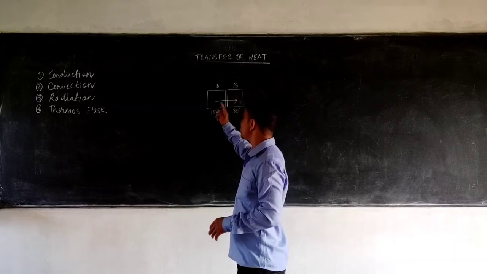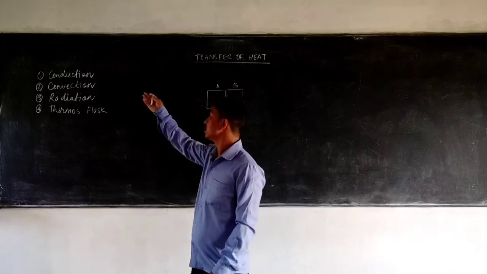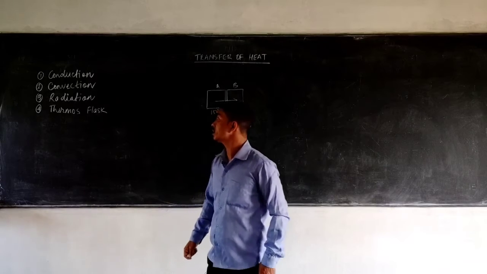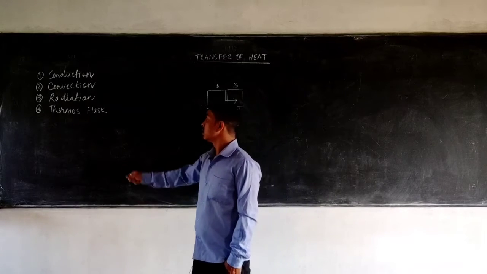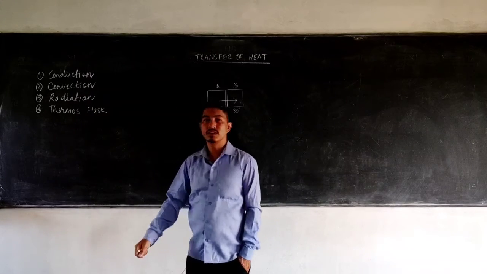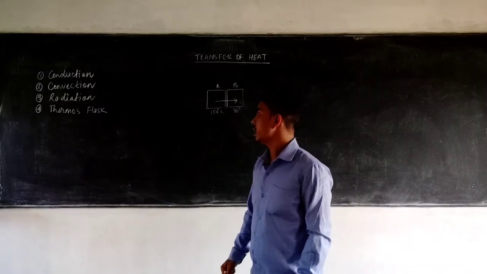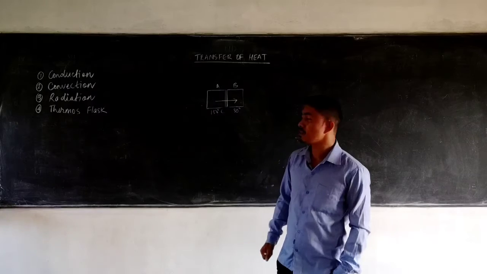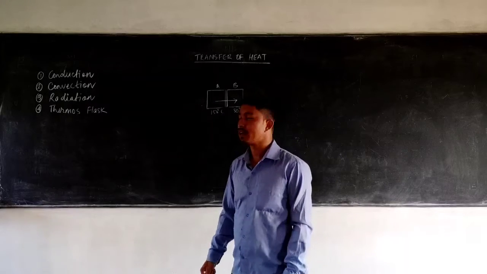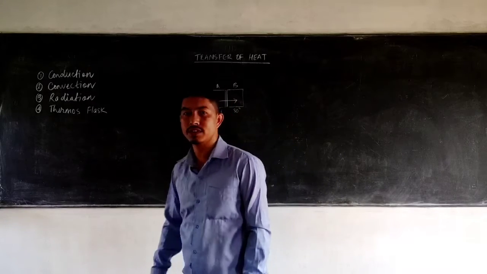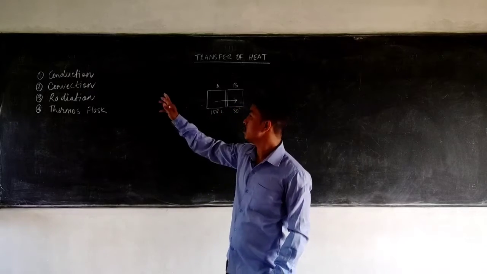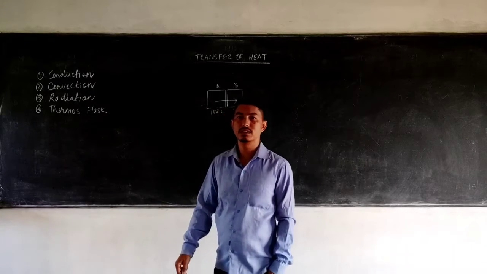But this transfer of heat can take place in three ways. In the case of solids, it takes place by the process of conduction. In the case of liquids or gases, the transfer of heat occurs by the process known as convection. And in space, or in the absence of any medium, heat transfers by the process of radiation. We'll be discussing each of them briefly in this chapter.